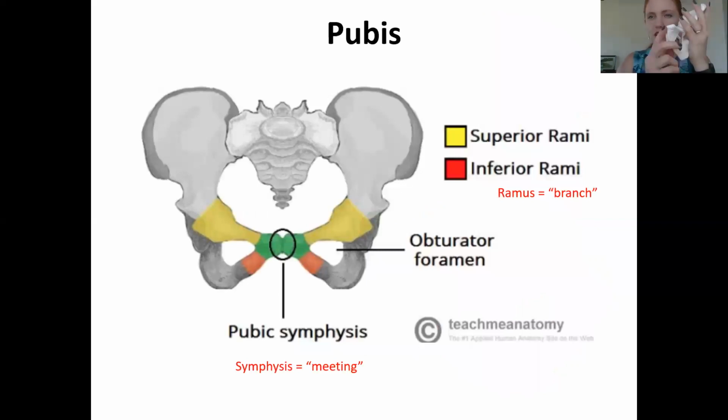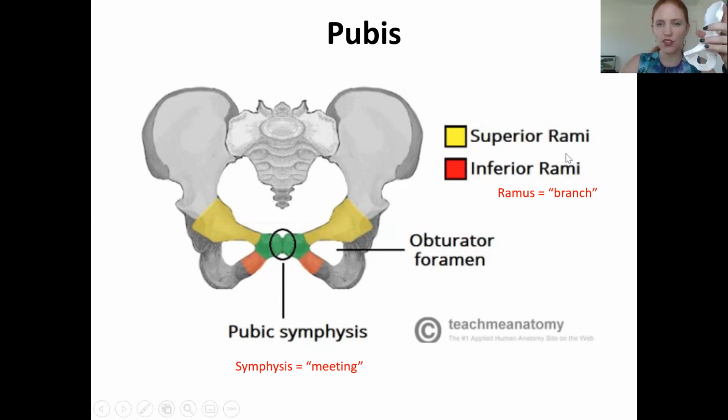For the pubis, this angular part is where the two pubic bones meet together. That's called the pubic symphysis, because symphysis means meeting, and that's just where they come together. That would be the square bone feature right here in the very anterior part of the os coxa.